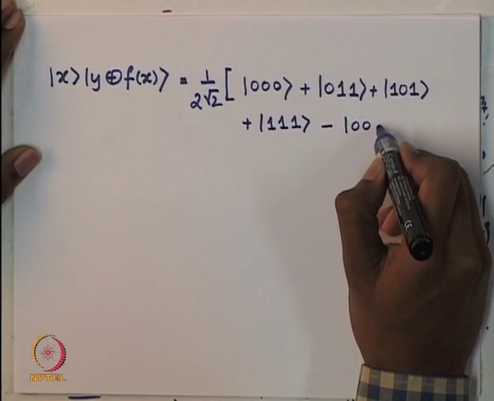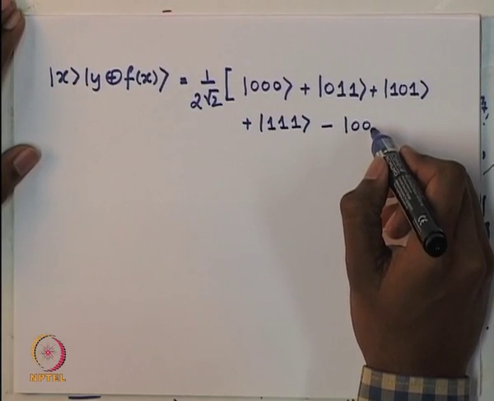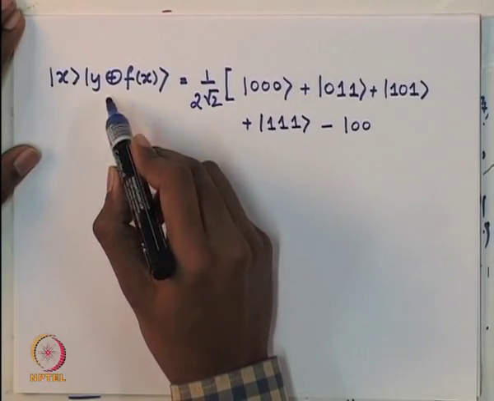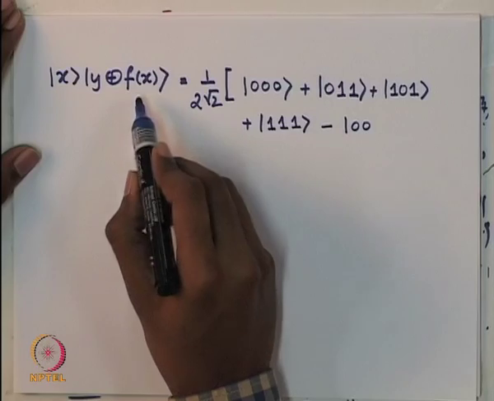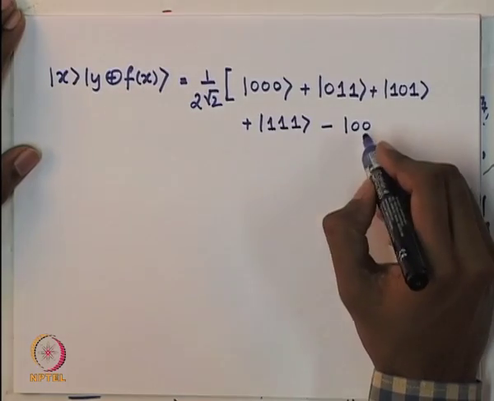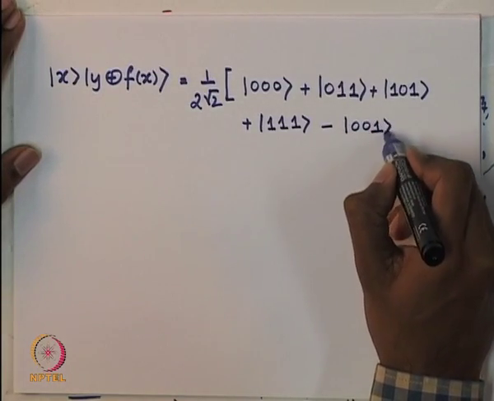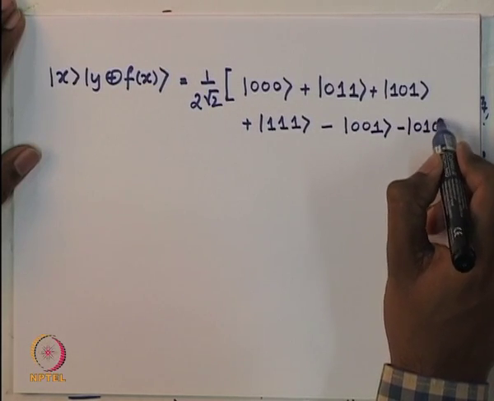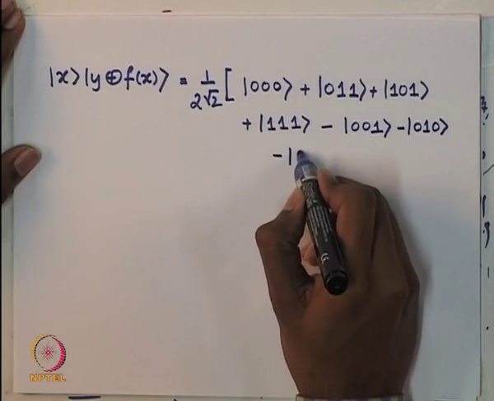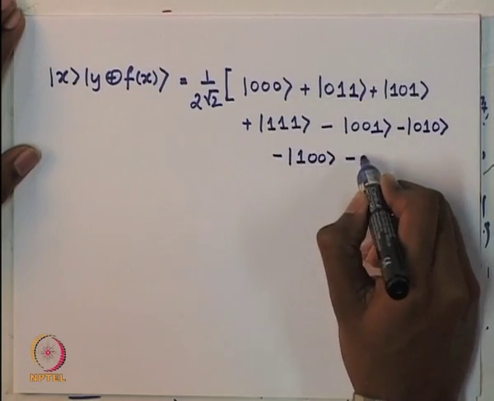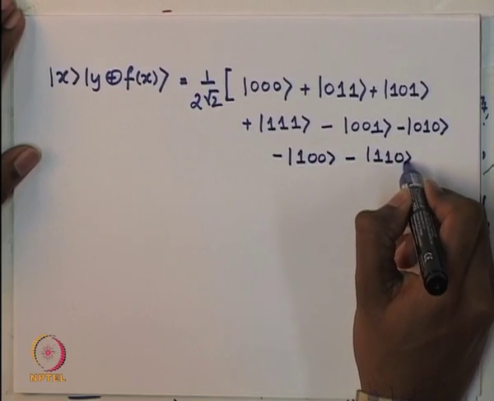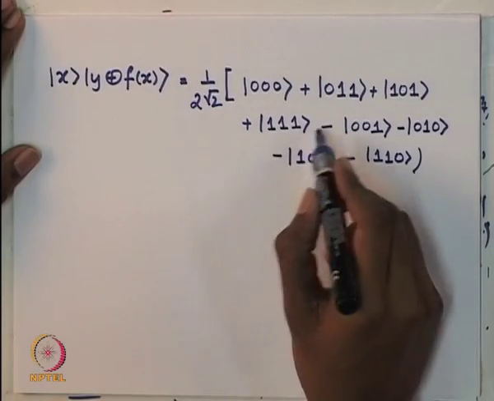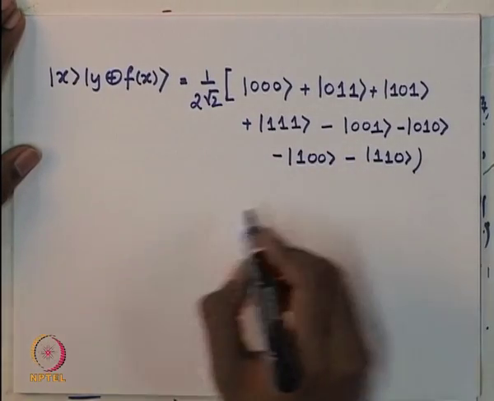the actual state here is 0 0 1, but we have to replace it with y XOR f of x. Here y is 1. So 1 XOR f of 0 0. F of 0 0 is 0. So it would be 1. Similarly for other states. So this is the output of the oracle.